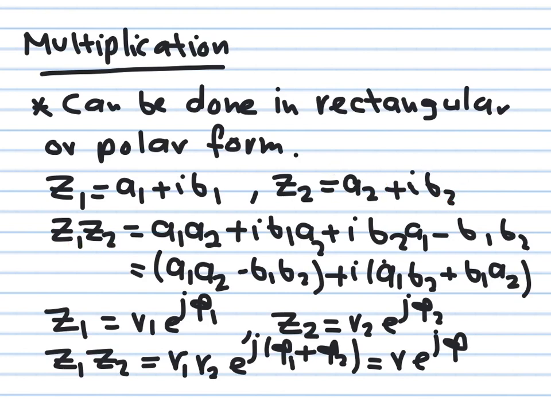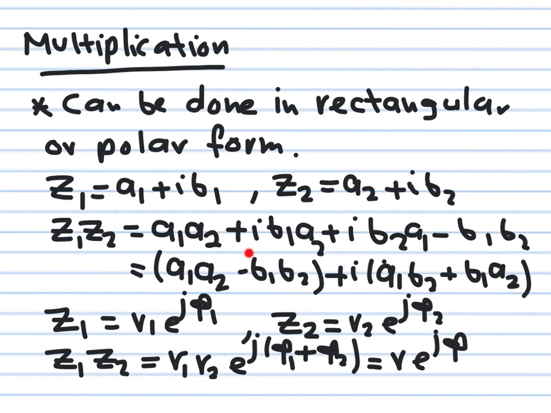Let's multiply them. Real with real, a1 a2 will be real. When you multiply ib1 by ib2, you get minus b1 b2. This is also real because i squared is minus 1. Here, this will give you a2 multiplying ib1 and a1 multiplying ib2. Now, let's put everything together. You get a1 a2 minus b1 b2.